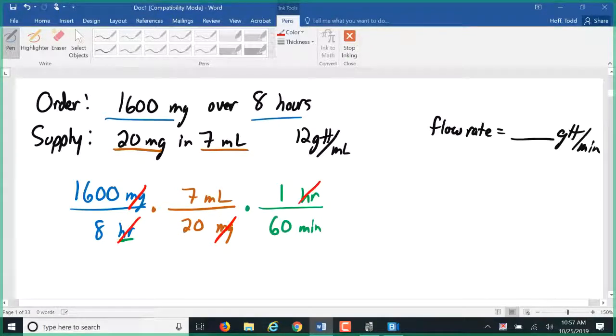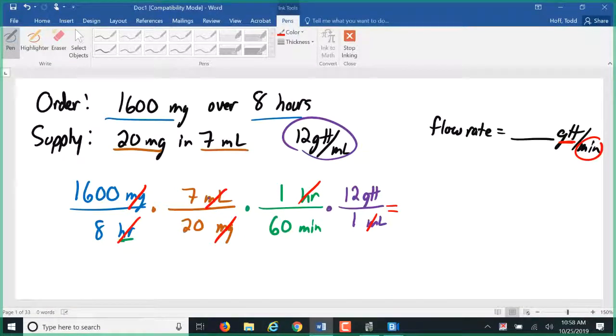Hours have canceled out. We are now milliliters on top and minutes on bottom. Well, we want minutes on bottom, that one's good, but we don't want milliliters on top. We want drops on the top. So we have to keep converting. Get rid of milliliters, we have this drop factor. Milliliters are going to go on bottom, and that drop factor of 12 drops per milliliter tells us 1 milliliter equals 12 drops. The milliliters have now canceled out. We now have drops on top and minutes on bottom, which is what we want.